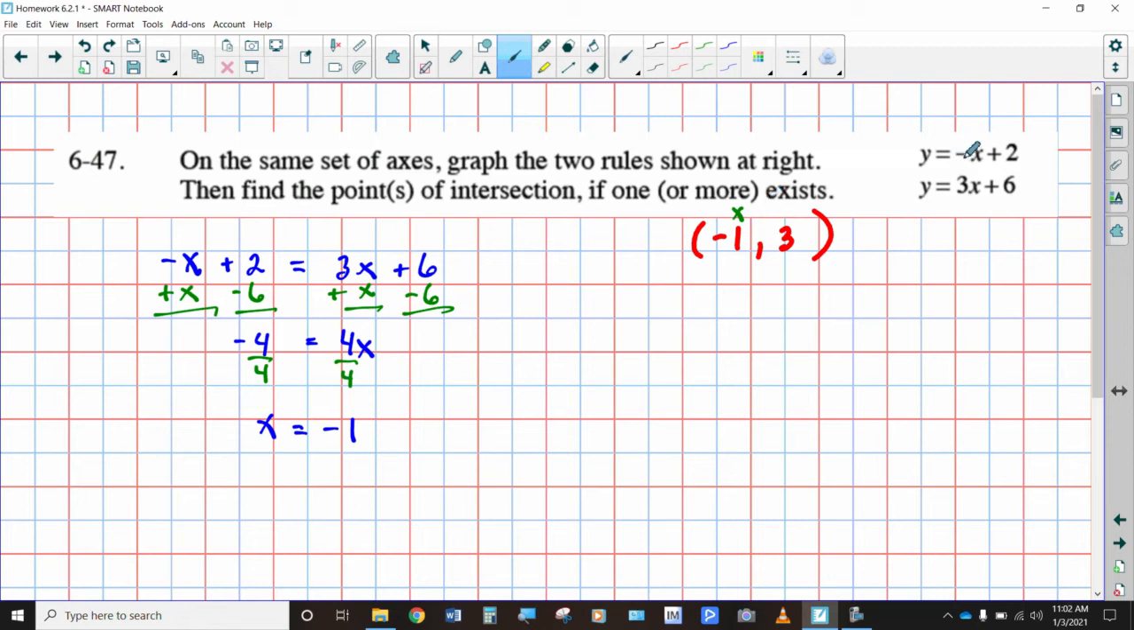So if I say the opposite of -1, that becomes +1, and 1 plus 2 is equal to 3. And then if I take 3 times -1, that's -3 plus 6 is also equal to 3. So that proves that when x is equal to -1, y is equal to 3 for both of those equations, and that is then going to be the point of intersection of our graph and the solution to the system of equations.